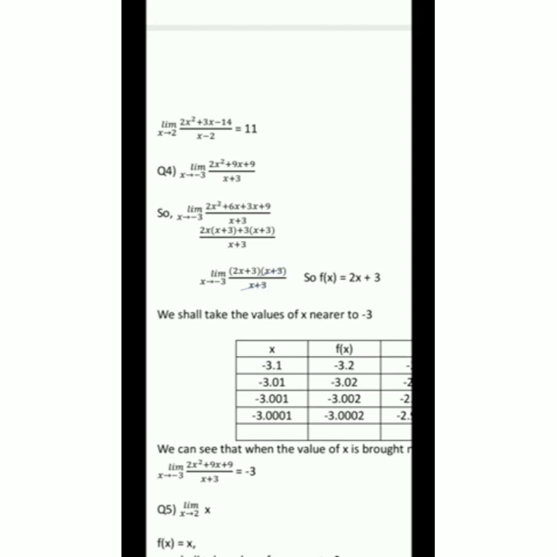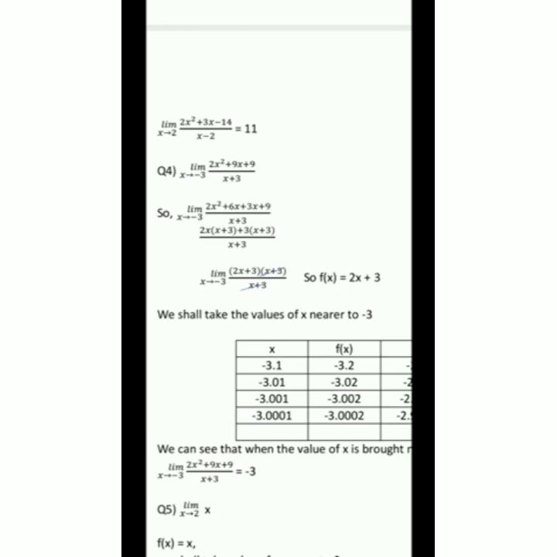Again, when we take the values of x nearer to minus 3, by subtracting 0.1, minus 3 minus 0.1 will give you minus 3.1. Again, minus 3 minus 0.01, we get minus 3.01. Then minus 3.001 and minus 3.0001.